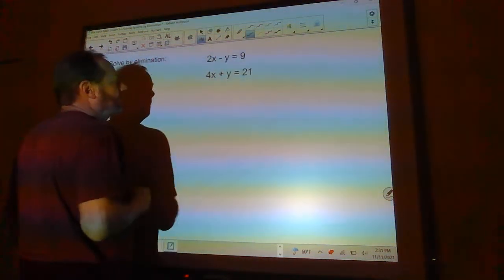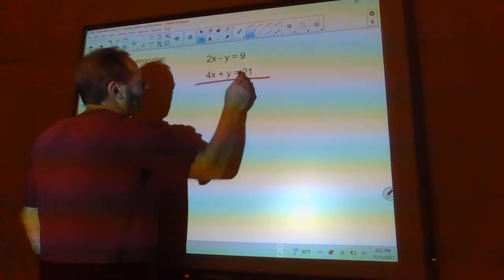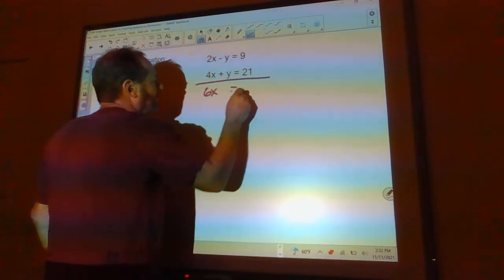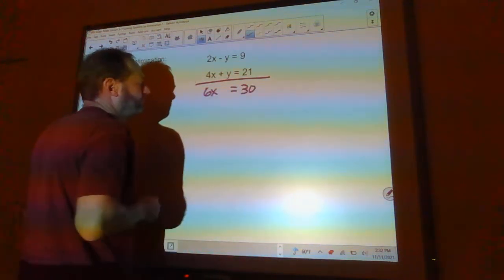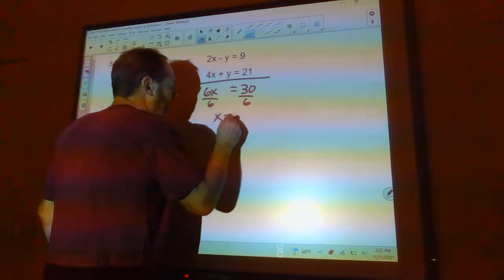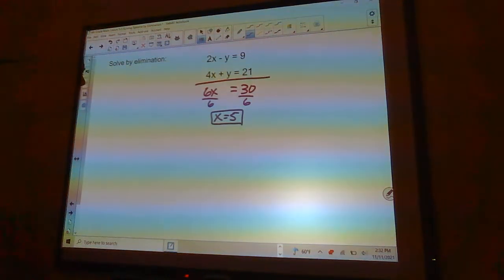Okay, so again, we've got positive y and negative y. I can just add these up. I don't have to do any other work. So this is 6x equals 30. And then I divide by 6, and x is 5. Who picked such easy problems?